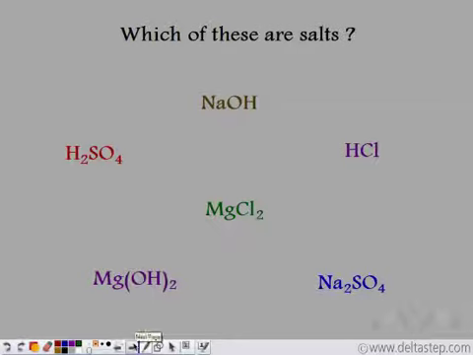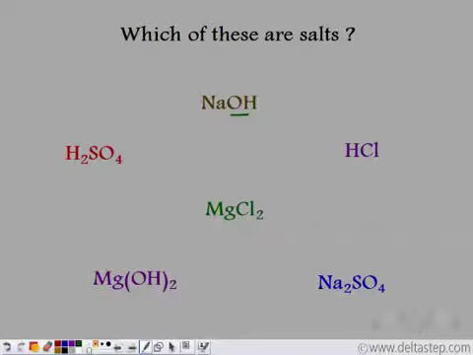Which of these do you think are salts? Let's see. H2SO4 on ionization gives H plus ions. So this is an acid. Magnesium hydroxide gives OH minus ions. So this is a base. NaOH gives OH minus ions. Again a base. HCl on ionization produces H plus ions. So it is an acid. What about MgCl2? This does not produce H plus ions or OH minus ions.